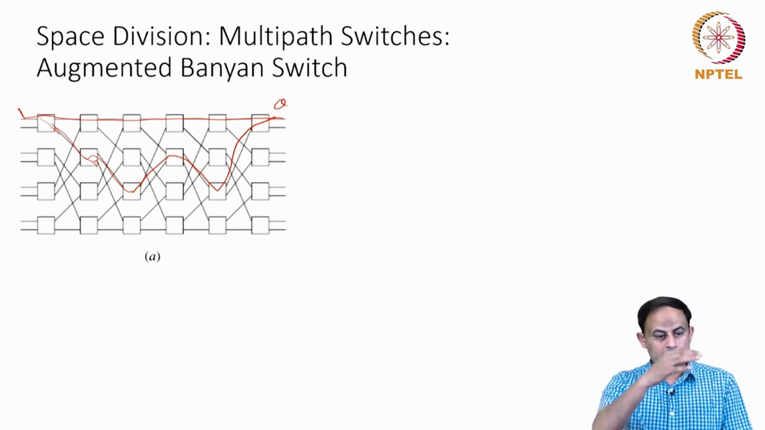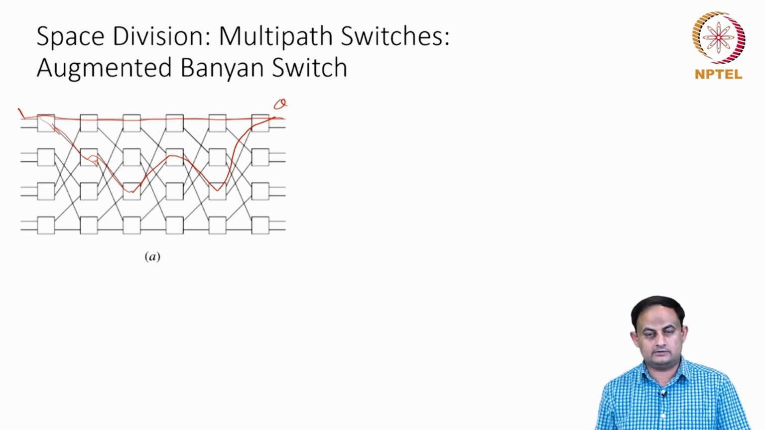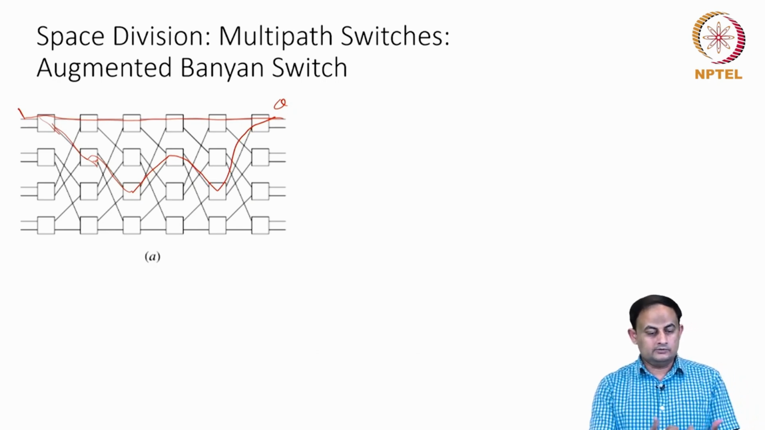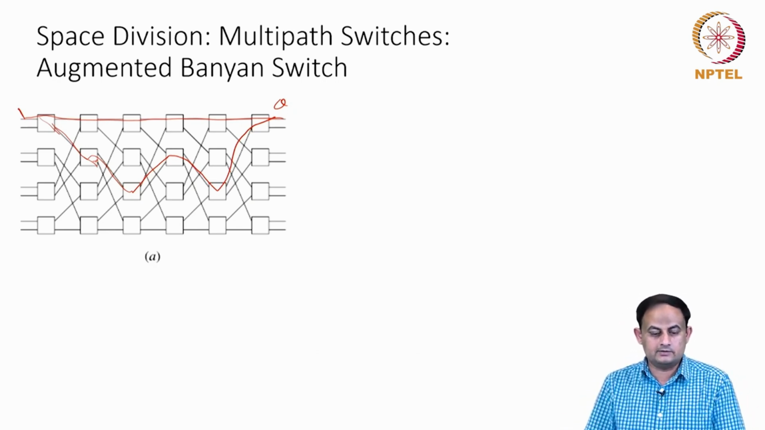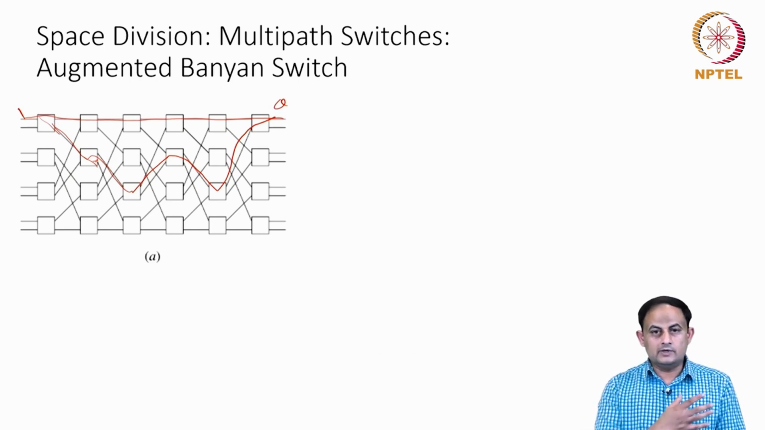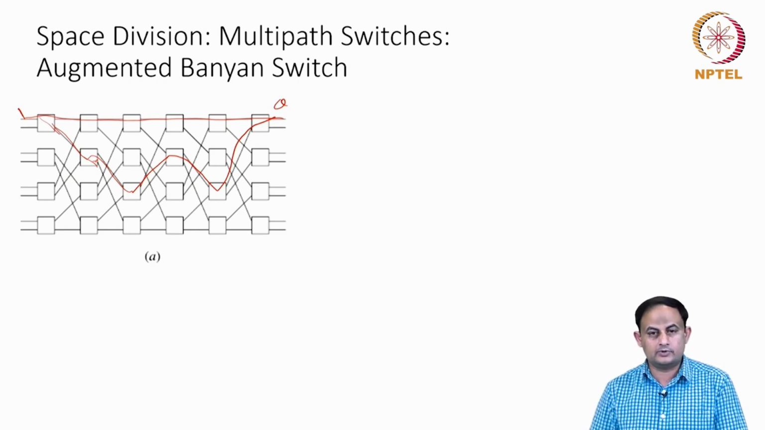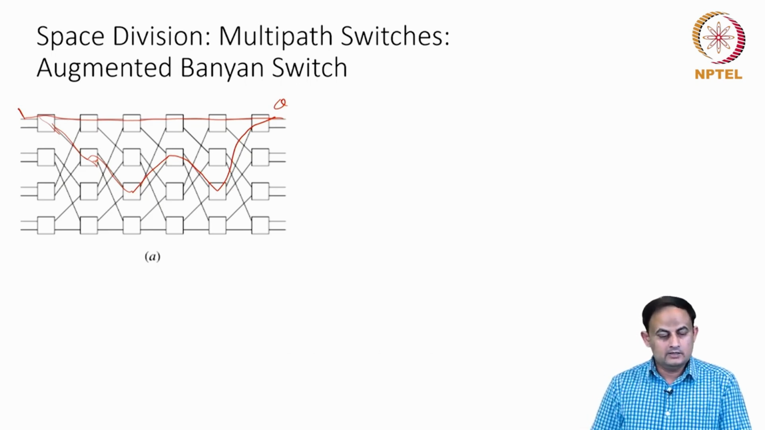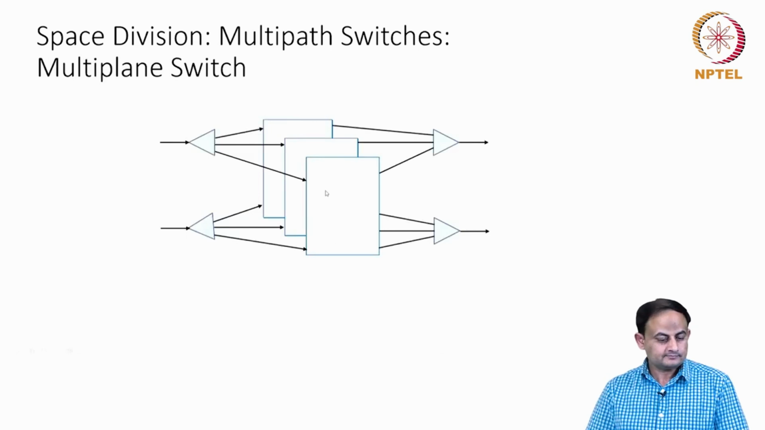So there are two distinct paths, one in the straight line fashion, the other one that I just drew. By virtue of that, this is a multi-path design. A similar argument holds good for the other input and output port pairs as well. There are indeed multiple paths from every input port to every output port. Such a design is called a multi-path design.